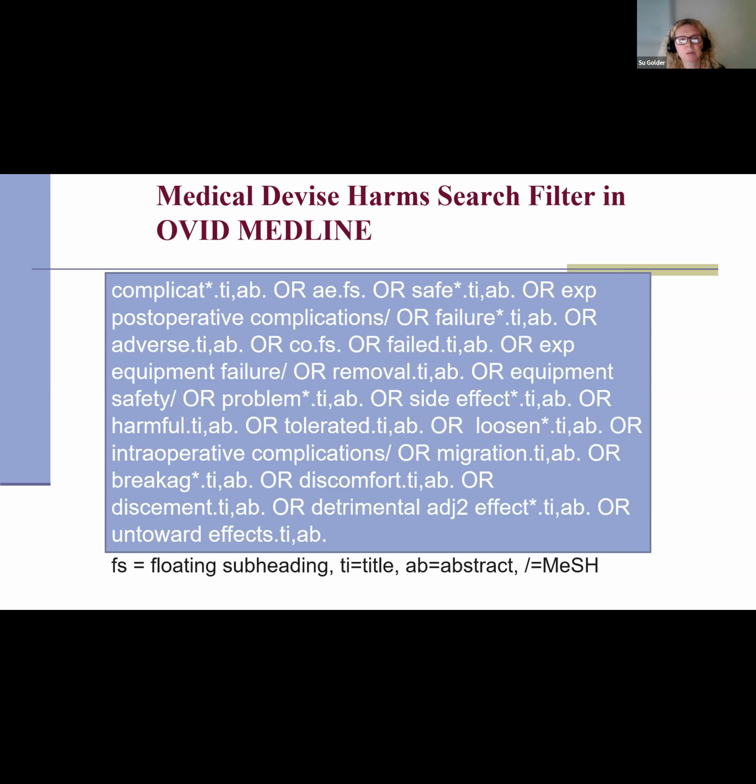Whereas this is the medical device search filter. And as you can see, very different terms. So you've got things about failure. Some devices are put in surgically, which is why you might want to consider post-operative complications, but also terms like loosening, breakage, untoward effect, equipment safety.